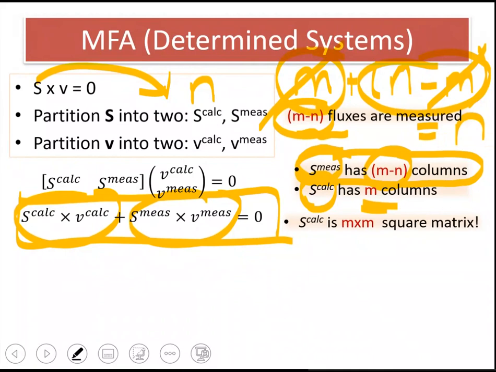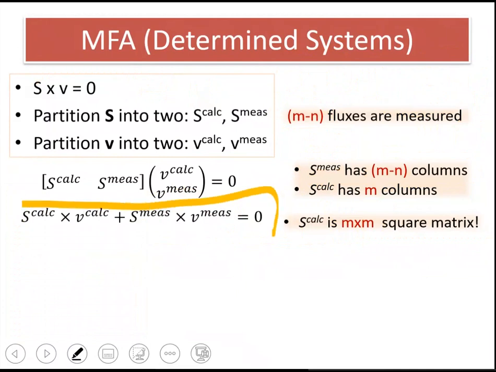So my point is, by making this grouping of the columns in the S matrix, you will get an S calc matrix in square format. It already has M rows. Now it will have M columns. This is important. You will see why in a minute.